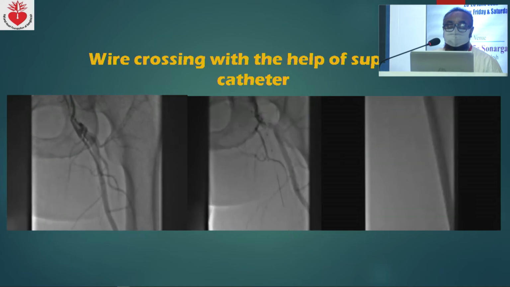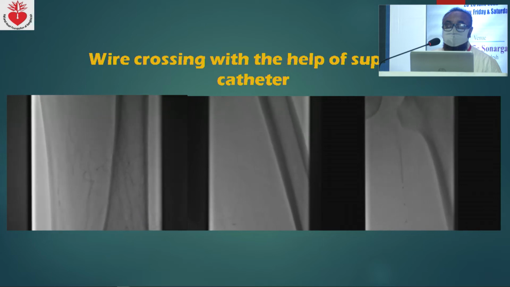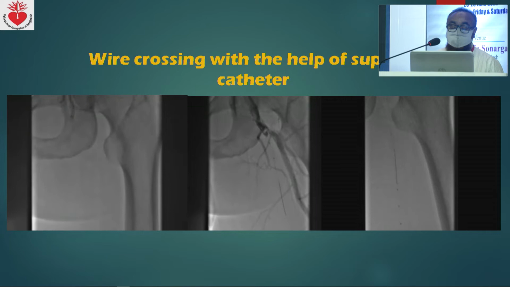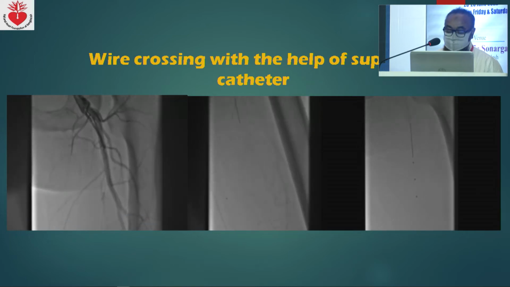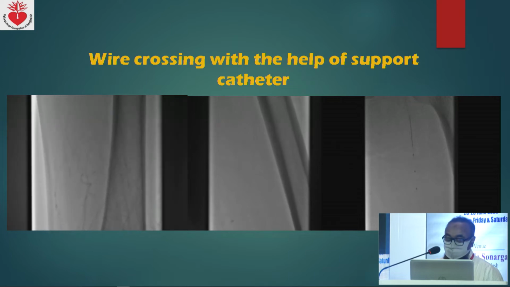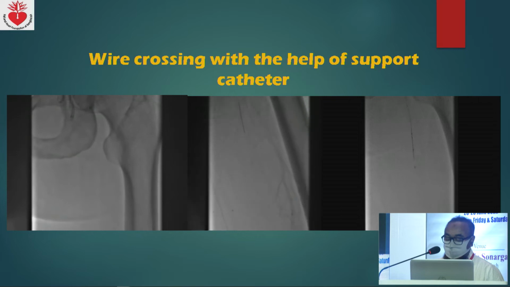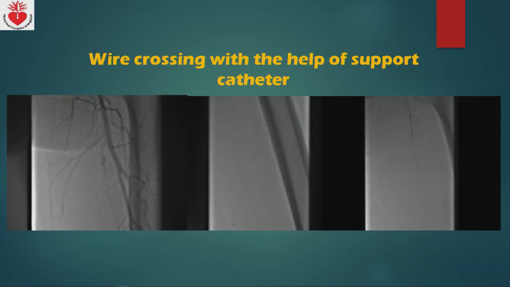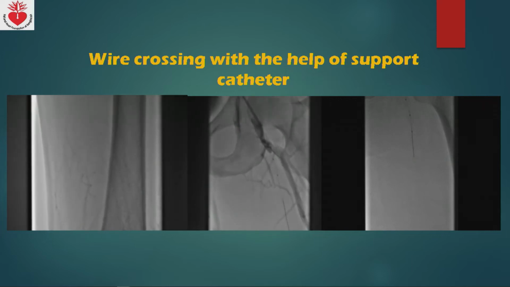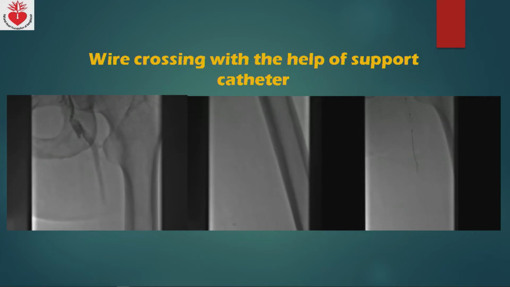So this is the case, flush occlusion of the SFA, and we started the intervention by placing a microcatheter, that is a support catheter, along with a coronary wire. As I mentioned, I am a coronary person, so in most peripheral cases I prefer coronary devices when possible.